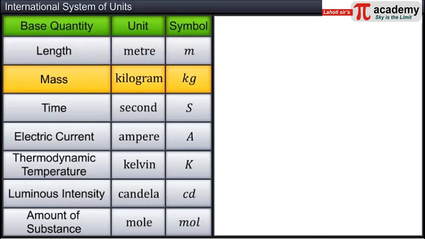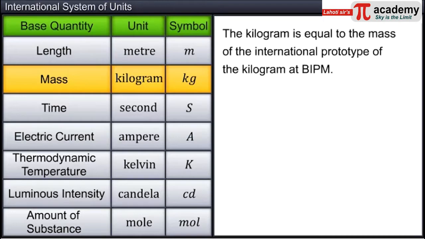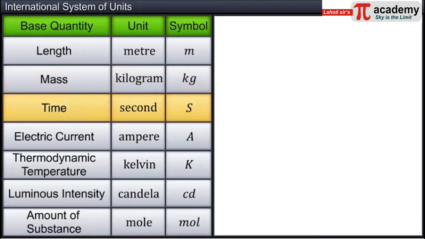Mass is measured in kilograms, denoted by the small letters kg. Kilogram is equal to the mass of the international prototype of the kilogram, a platinum iridium alloy cylinder kept at the International Bureau of Weights and Measures at Sèvres, near Paris in France.